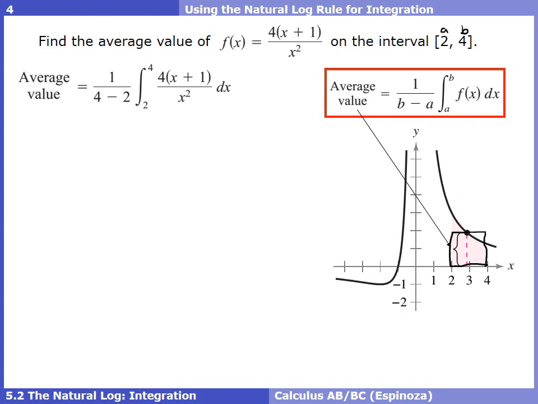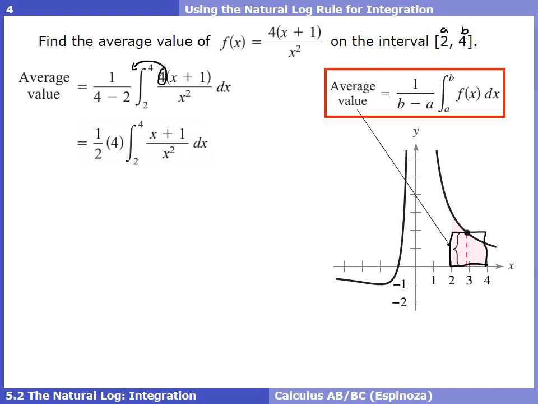So we're going to have to clean this up a little bit before we can attempt to do this problem. This constant of 4 I have here, I'm going to pull out to the front. So 1 over 4 minus 2 is 1/2, and then I'm going to pull that constant of 4 out to the front. And then we'll just be left with x plus 1 over x squared inside of our integral.